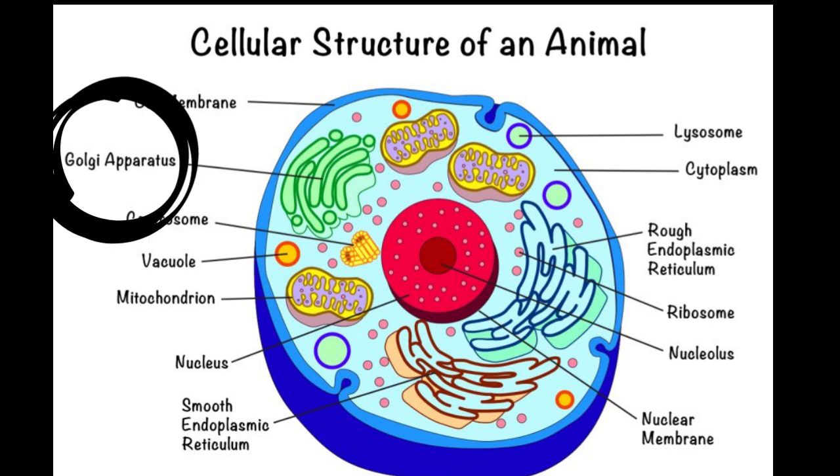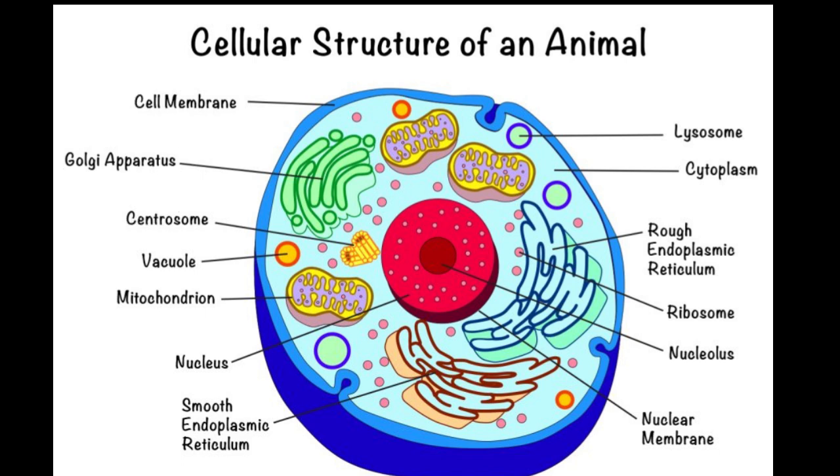The Golgi apparatus, or shipping department, prepares and sends out proteins and lipids. It's like a tiny post office, packaging and shipping the cell's products. The lysosomes, or recycling center, breaks down and recycles old cell parts. It's like a tiny recycling plant, keeping the cell clean and efficient.